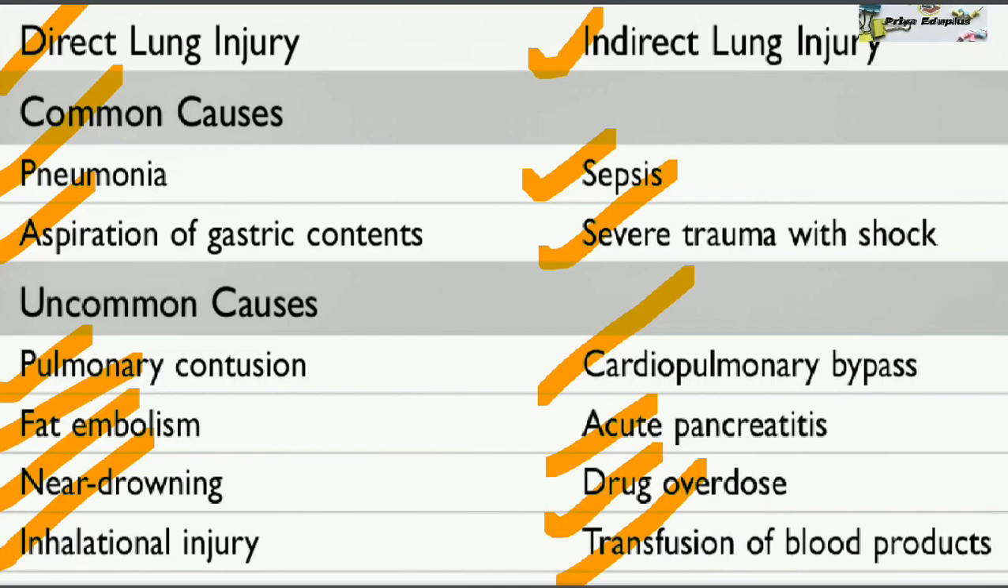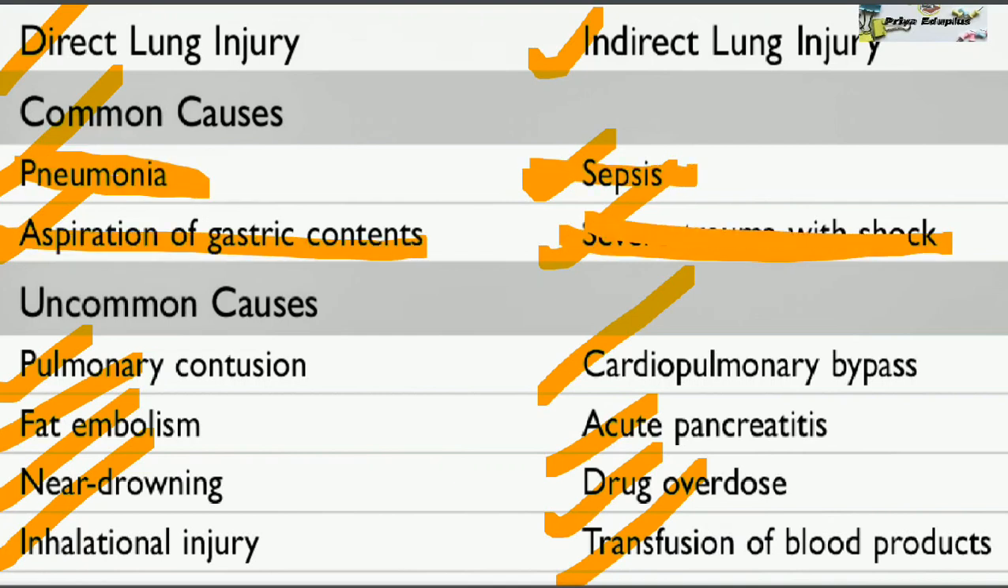But the major causes to be remembered are pneumonia, aspiration of gastric content, sepsis, and severe trauma with shock. More than 50% of cases of acute respiratory distress syndrome are associated with these four conditions only. Because of that, these four conditions must be remembered. Now we can move into the pathogenesis.